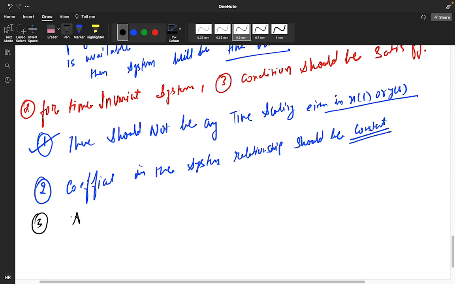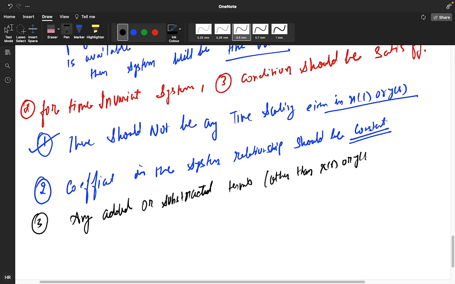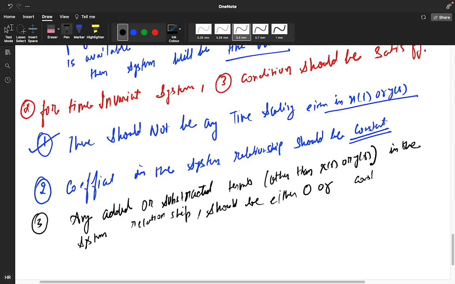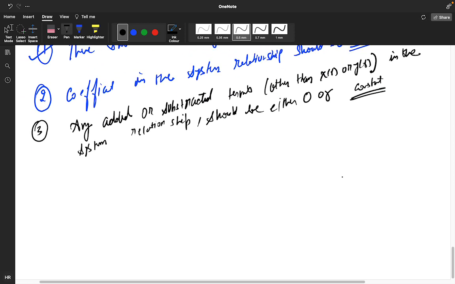Third condition, any added or subtracted terms other than x of t or y of t in the system relationship should be either 0 or constant. Okay, like an example, write it down.